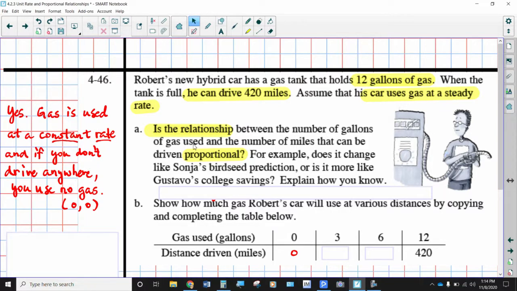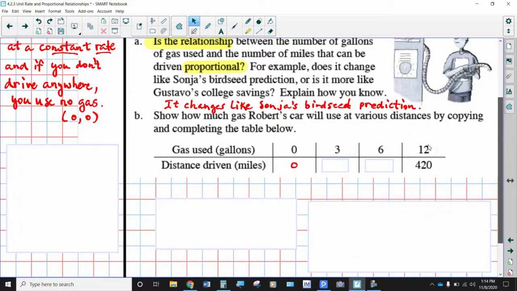using proportional strategies. Now, the second question says, does the amount of miles per gallon change like Sonia's birdseed prediction, which was proportional, or like Gustavo's college savings? And in this case, it would be more in line with Sonia's birdseed prediction. So what I'd like for you to do is, based on this information that has been provided and the fact that we, just using our prior knowledge, understand that (0, 0) applies here, let's go ahead and copy down this table and fill in blanks.